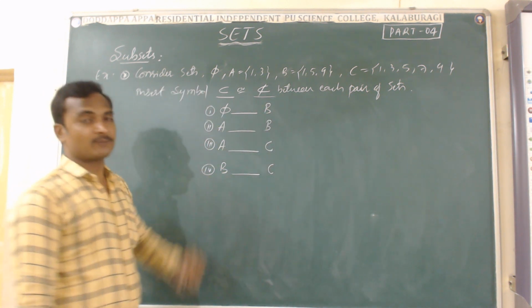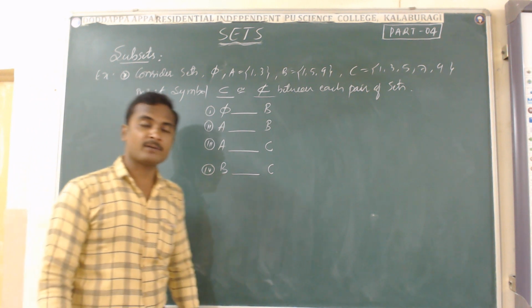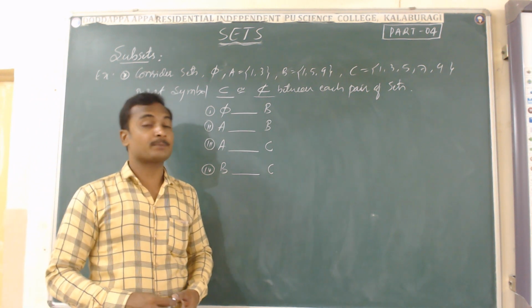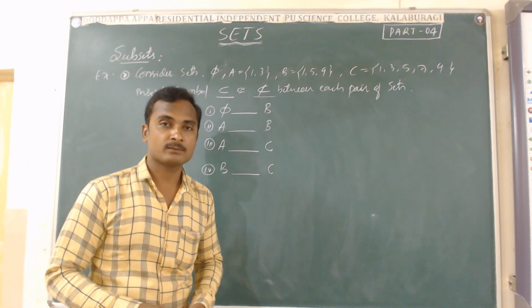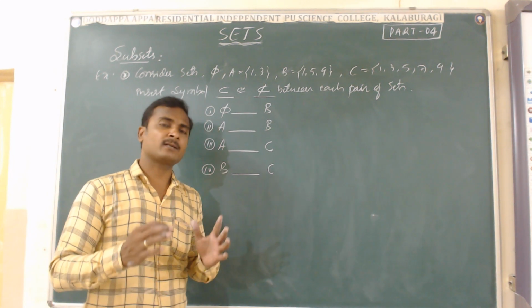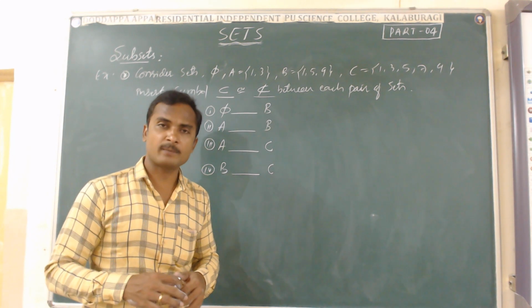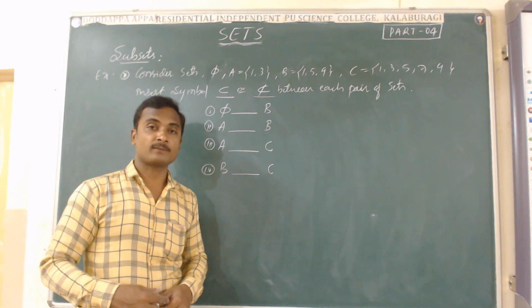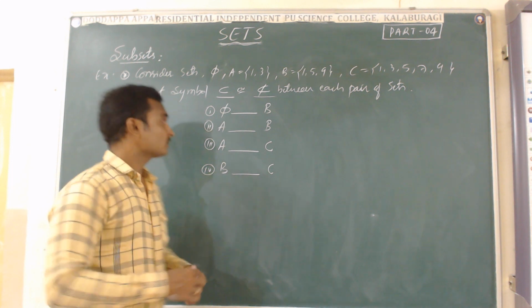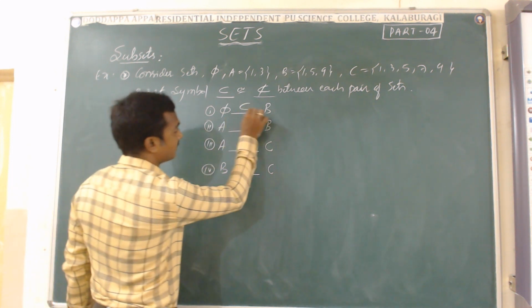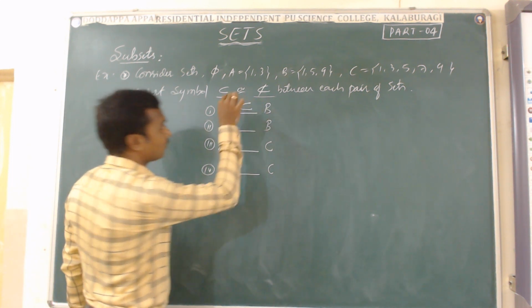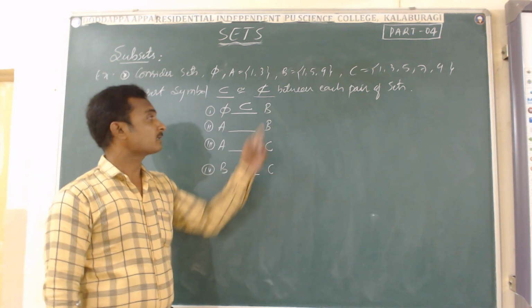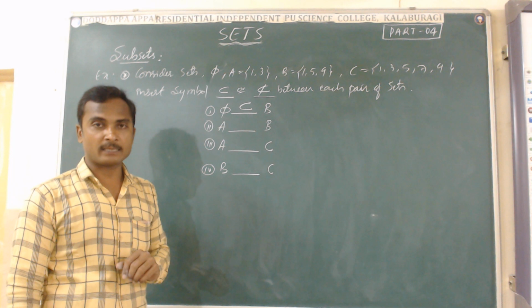Look at the first set, phi. As the definition says, phi, the null set, is always a subset of every set, right? You can take any set, whether the set is empty or non-empty, it doesn't matter, but the null set phi is always a subset of the given set. So phi is always a subset, whatever the set A, B, C.